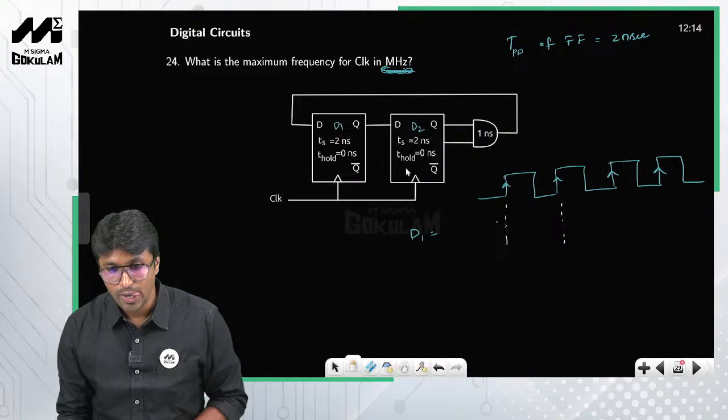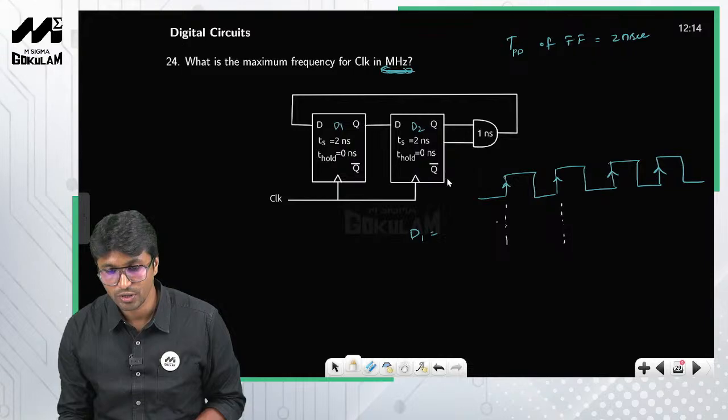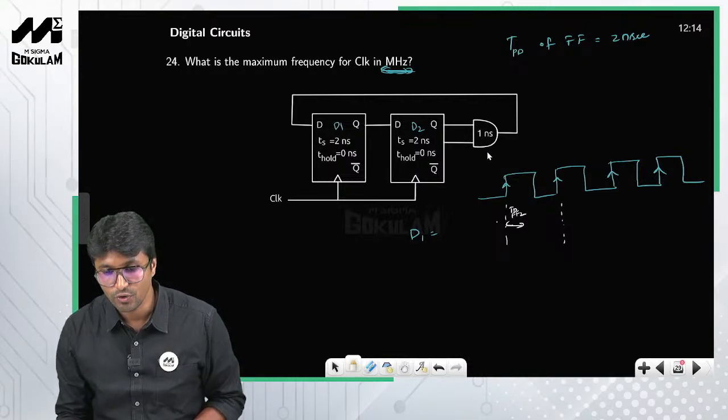It has to listen, it has to get the input from this one, right? So therefore obviously you have to wait for the propagation delay of the flip-flop D2, right? So this is nothing but the propagation delay of flip-flop D2. And then you have to wait for the propagation delay of this AND gate, right? The AND gate has a propagation delay of 1 nanosecond, and the propagation delay of D2 is 2 nanoseconds.